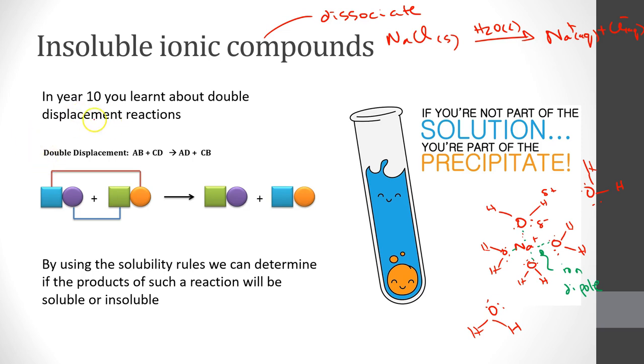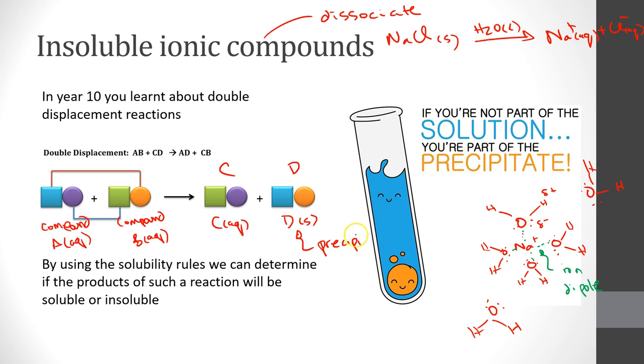And in Year 10, we learnt about double displacement reactions and how a large number of these actually form precipitates, where we have compound A, which will be an aqueous solution of an ionic compound, and compound B, which would be an aqueous solution. And when we put them together, we will get compound C and D, one of which would be aqueous and one will be solid. And the one that forms a solid we refer to as the precipitate.